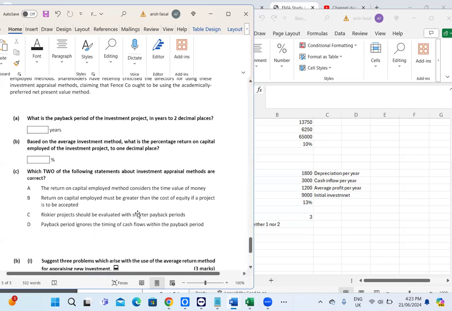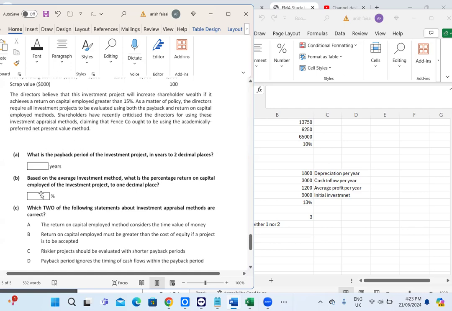Riskier projects should be evaluated within a shorter payback period. Yes, because if it's riskier, we want the payback as soon as possible, with a shorter payback period. Payback period ignores the timing of cash flows within the payback period. Yes, it ignores the time value of money, so it ignores the timing. So this statement is also correct. So it's going to be C and D for the third part of the question.